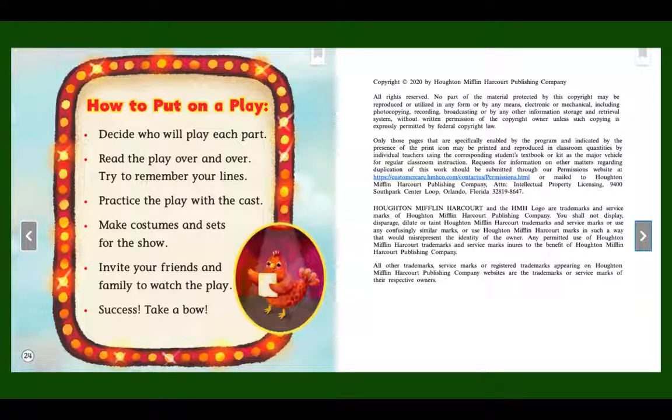Read the play over and over and try to remember your lines or what each character is saying. You practice the play with the cast or the other characters. Make costumes and sets for the show. You get to make the setting and the outfits that everybody will wear to look like the characters. Invite your friends and family to watch the play. Success and take a bow. I hope you have fun retelling the story of The Little Red Hen on Stage.